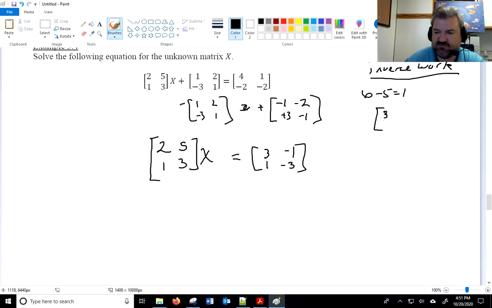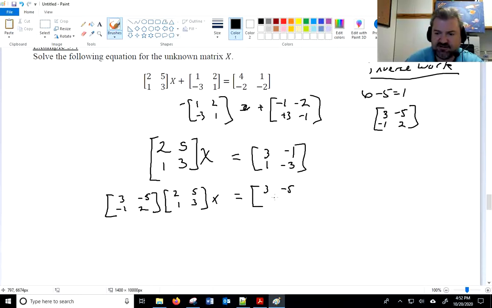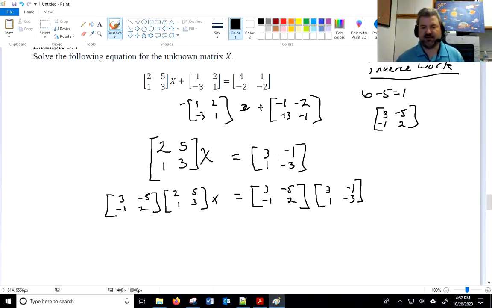So the inverse then is flip the positions around the diagonal from upper left to bottom right, and change the sign on the ones from bottom left to upper right. Then we need to multiply each of these terms by 1 over the determinant, which is just 1, so it doesn't change it. So we'll say 3, negative 5, negative 1, 2, times 2, 5, 1, 3, is equal to 3, negative 5, negative 1, 2, times 3, negative 1, 1, negative 3. So notice how I'm multiplying on the left in each case. This was left multiplication, so I need to do left multiplication. All right?